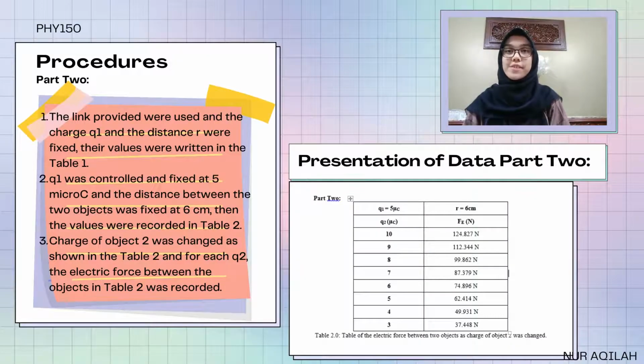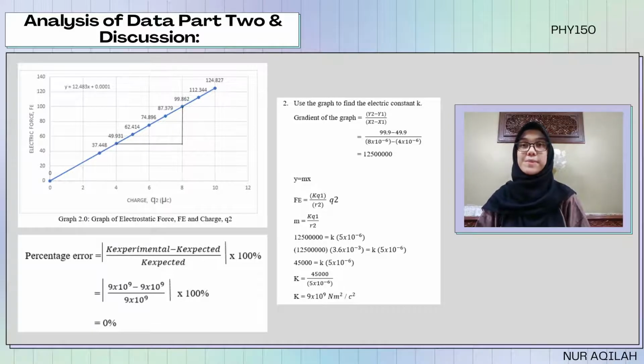Here is the step or procedure for part 2, to find the electric force between two objects as the object charge was changed. For the second part, the distance was kept the same and the force for the different charge values was measured. The result obtained showed that the magnitude is directly proportional to the product of the charges.